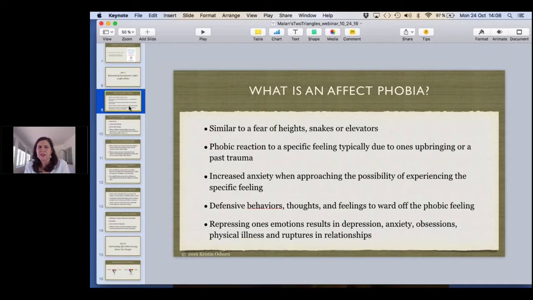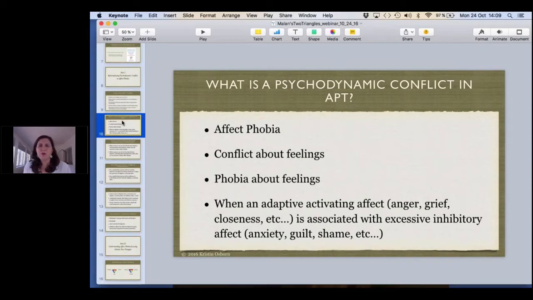This is no different than external phobias, and most of us have at least one. We know what it's like to be afraid of a snake and see one slithering across the path, and we automatically jump back, maybe start screaming or running away. That's a phobic reaction to a snake, and people have that same kind of intense reaction to feelings they are phobic to. So when you look at what a psychodynamic conflict is in APT, it's pretty simple. It's an affect phobia. It's a conflict about feelings. It's a phobia about feelings.